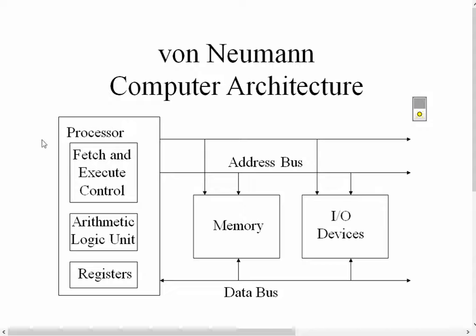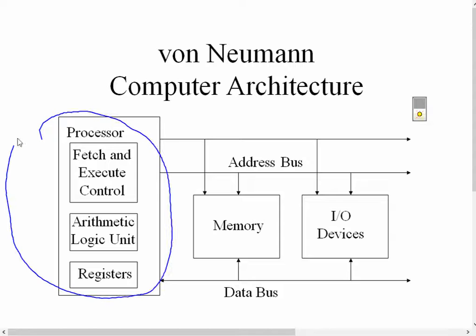Now, some of the key elements of the whole von Neumann architecture is the idea that we've got a processing unit, or a central processing unit. There's a couple of things that go on in that central processing unit. One of them we know about, which is the ALU. We've talked a little bit about registers. And then there's also this thing called the control unit.